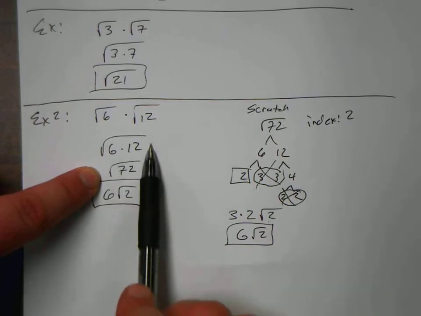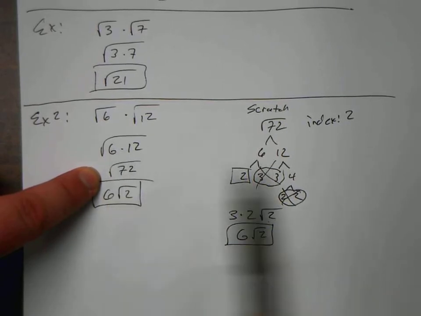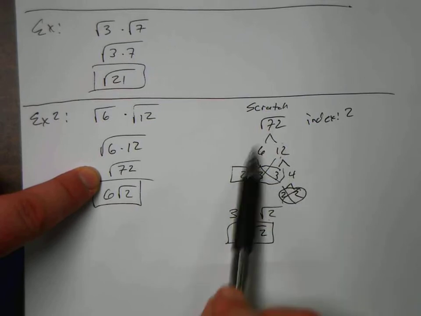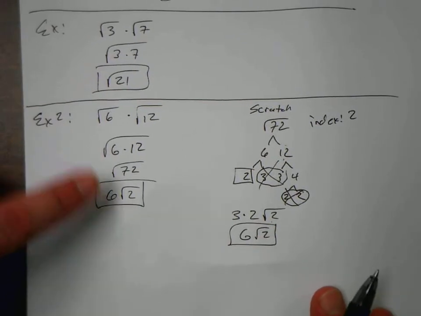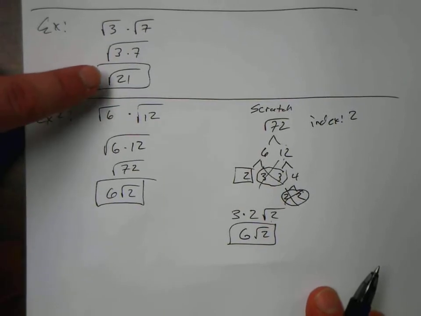I also use the idea that I already had 6 and 12 here to break it down on my next line over here. So sometimes it'll work out real nice. Sometimes it'll be very, very simple.